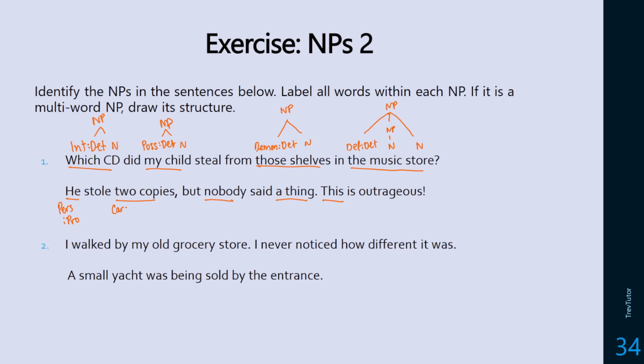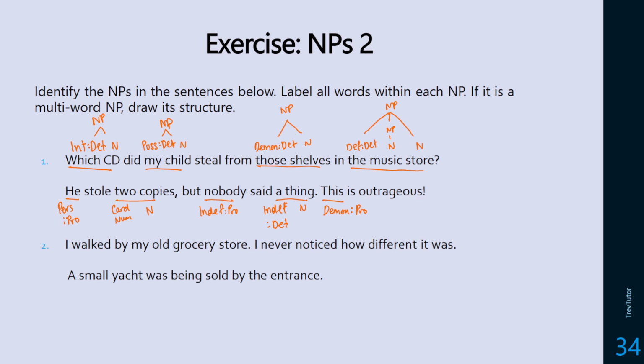2 copies. What we have here is a cardinal numeral, and then we have a noun. Nobody. Here's the case where we have an indefinite pronoun. A thing. So thing is a noun. A is an indefinite, and this is acting as a determiner in this case. And finally, this is outrageous. Now we have a demonstrative. It's not introducing a noun, so it's functioning as a pronoun.